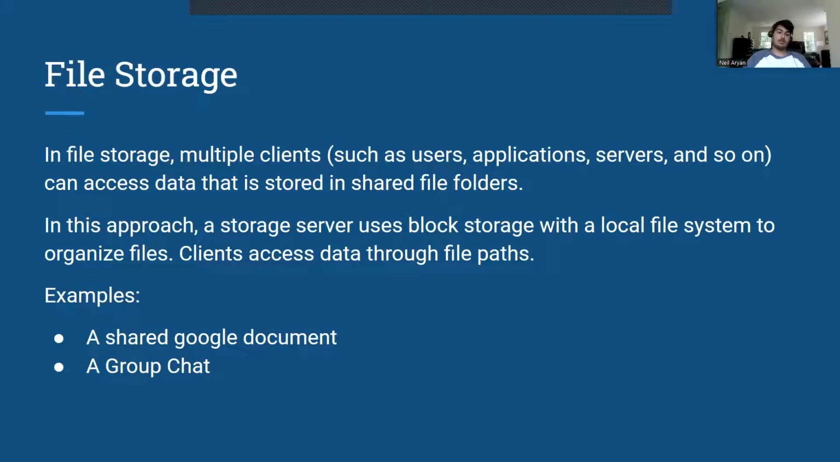Now let's talk about file storage. In file storage, many clients or users can access data that is shared in file folders. In this approach, there's a really big storage server that has block storage with a local file system that organizes files, and a client can access data through the file paths. An example of this could be a shared Google document. The path would be to first connect to the internet, then go on to Google Docs, sign in, then go to the specific document that you want to find, then maybe go to the page that you want to edit. And that's the file that you're going to be editing. That's a shared Google document.